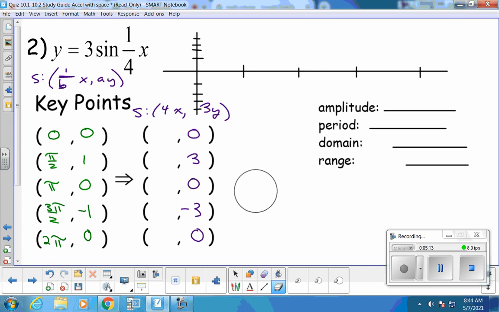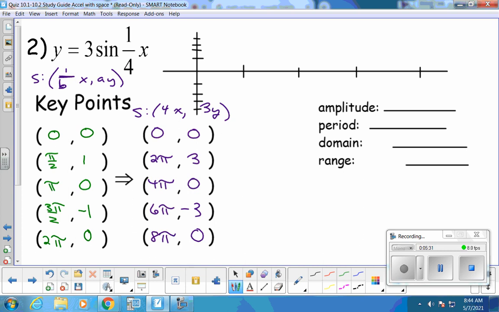Now I need to multiply by 4 on all my x values. So 0. It would become 4 pi over 2, which is 2 pi. The next one would become 4 pi. And again, once you see a pattern, you can just run with it. 0, 2 pi, 4 pi. That's going to make this a 6 pi and this an 8 pi. There is a pattern that develops there.